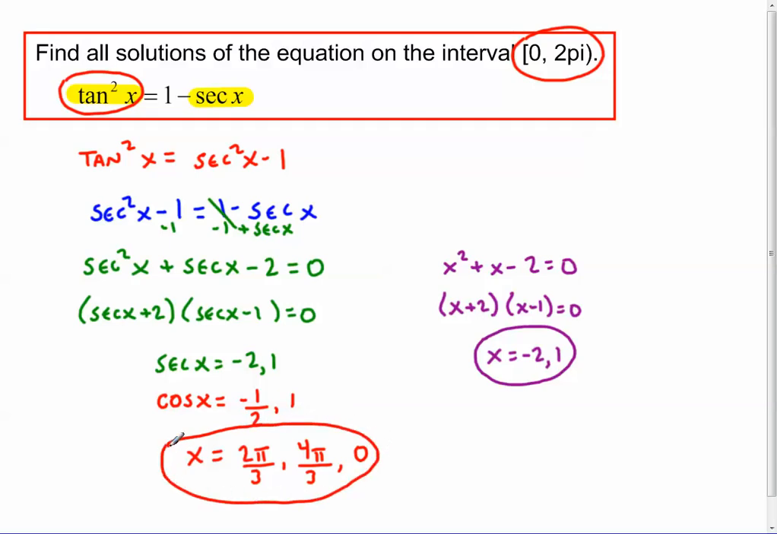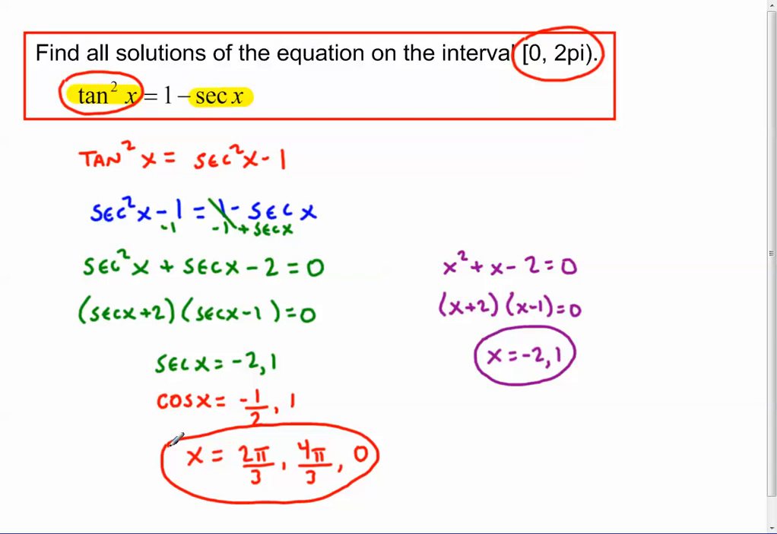Okay, so to recap what we just did there, since we had a mismatch, we had tangent and secant, I had to use an identity to rewrite it so that I only saw one trig function, and then I set it equal to 0, factored, solved it from there, and went to the unit circle to figure out where those particular places were on the circle.